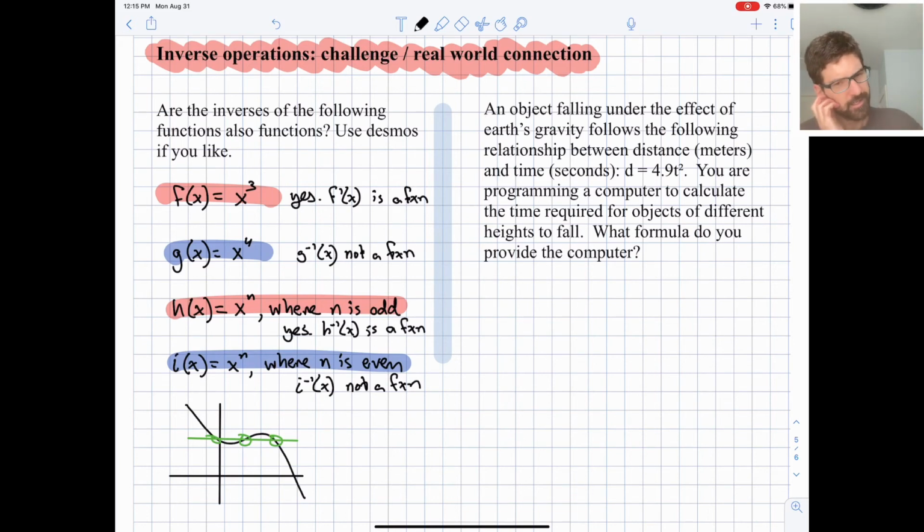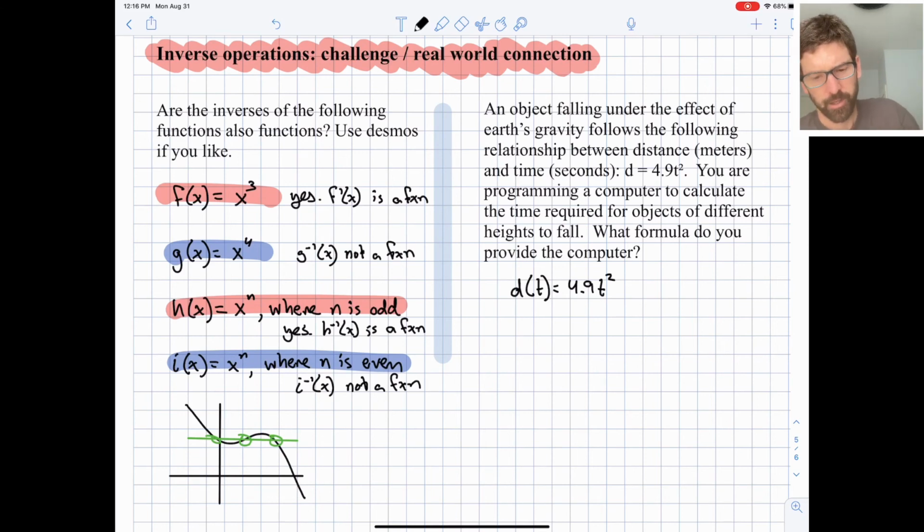Next one is a little bit quicker and easier. An object falling under the effect of Earth's gravity follows the following relationship between distance and time. D equals 4.9 t squared. In other words, you can think of D as a function of time. We're feeding it a time value, and our function D spits out a distance that the object has fallen. You're, however, programming a computer to calculate the time required for objects of different heights to fall. So we want to feed this computer a height and have it spit out a time.